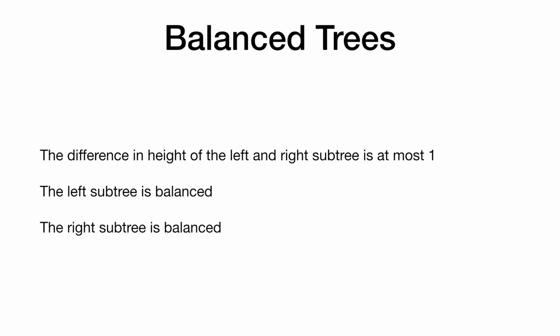So I mentioned that terminology on the last slide, but a balanced tree is a tree where the difference in height between the left and the right subtree is at most 1. And in addition, the left and right subtrees are balanced.